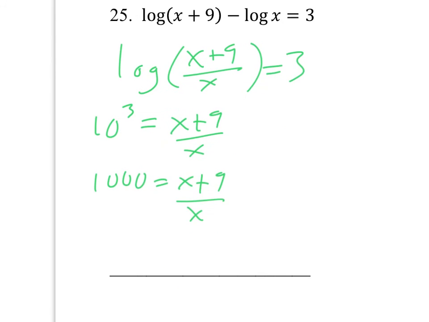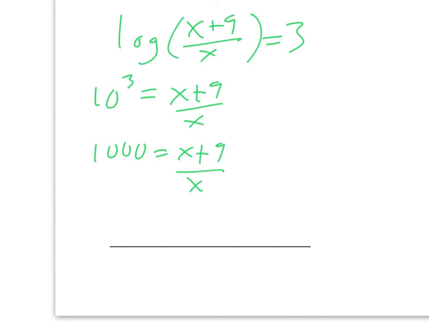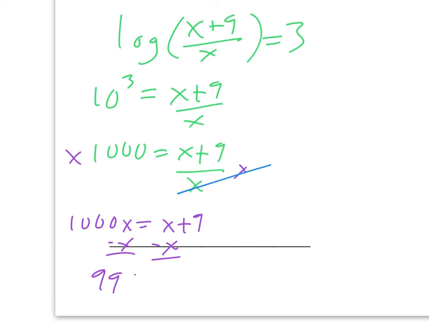Now, one of the difficult things here is we have an x in the denominator, so we want to get that out of the denominator. The way that we do that is we multiply both sides of the equation by x, and on the right side those x's cancel out. We're left with 1,000x equals x plus 9. And so what we would do would be to subtract an x from both sides. Again, we're subtracting one x. Sometimes this messes people up here, but it's 999x equals 9.